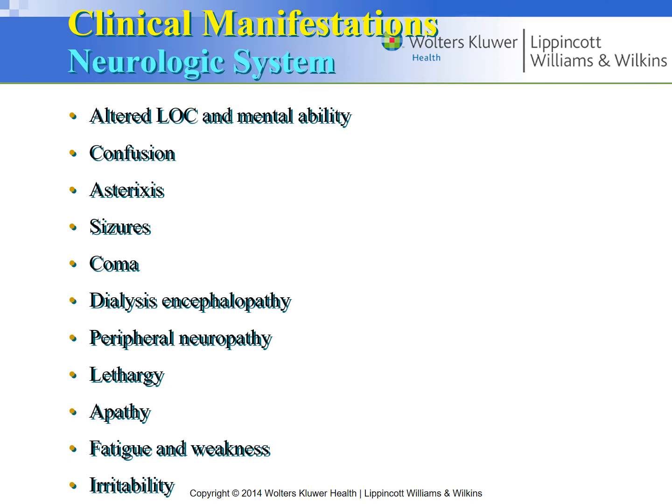Peripheral neuropathy can occur. We can see people with restless leg syndrome and burning feet. Those are early symptoms of uremic peripheral neuropathy. They can have muscle twitching as well. They can become lethargic, apathetic, with fatigue, weakness and irritability.